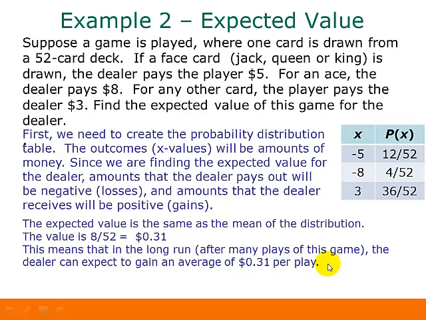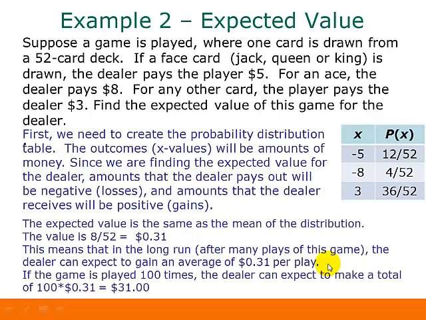Now obviously, no one play is going to get the dealer exactly 31 cents. Again, this is looking at many plays of the game, 100 plays or 1,000 plays, and this is the average gain that the dealer makes per play. For example, if the game were played 100 times, the dealer can expect to make a total of 100 times the expected value. So he can expect to make a total of $31.